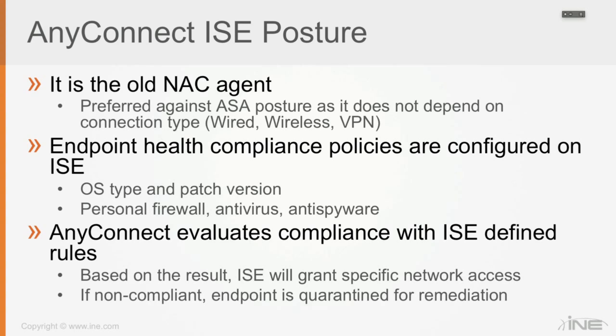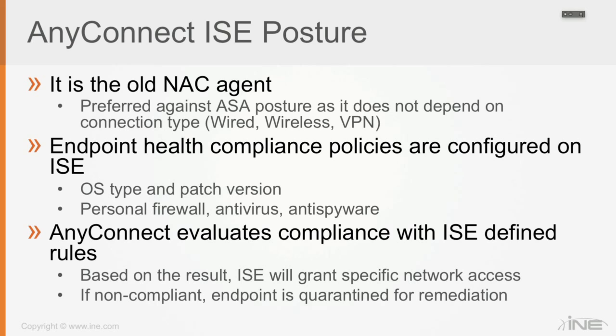And based on the result, ISE is going to grant specific network access to the user or no access at all. For example, if it's a non-compliant endpoint, ISE can choose to quarantine the endpoint for remediation, so somebody can come in and fix whatever problems have been discovered, because it's considered to be either an infected endpoint or an endpoint which could be a threat vector in the network because it doesn't have the antivirus installed, for example.